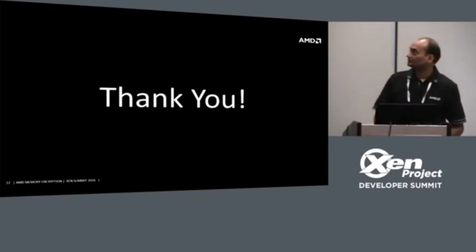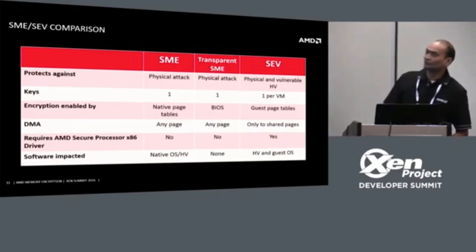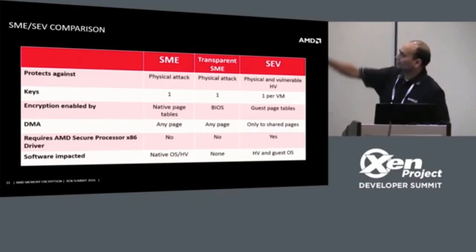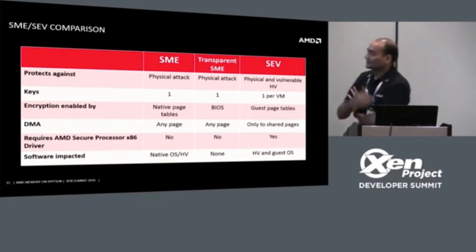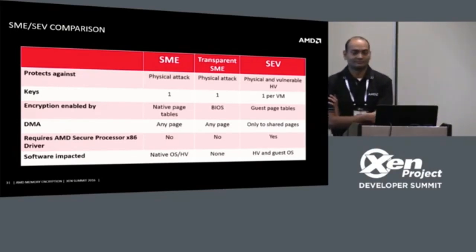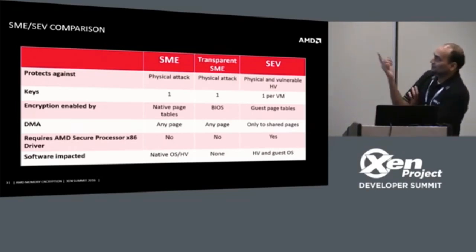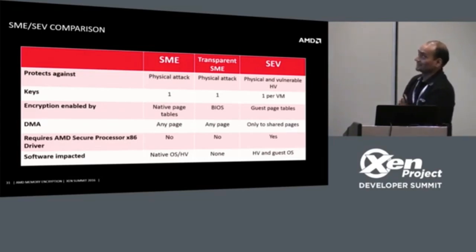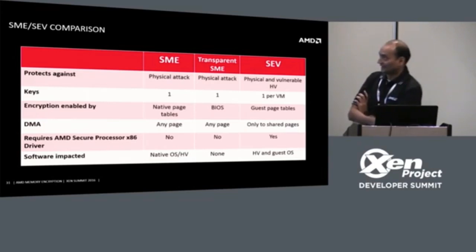That's all I have. I think one more slide I wanted to show you guys. This gives some comparison. I haven't talked about something called transparent SME, which we are working on. Transparent SME doesn't require any operating system changes, so I thought there was no use mentioning it in the Xen Summit. So what SME basically does is protect against physical attacks. Same is the transparent SME, but SEV is the one which protects against some of the user attacks.